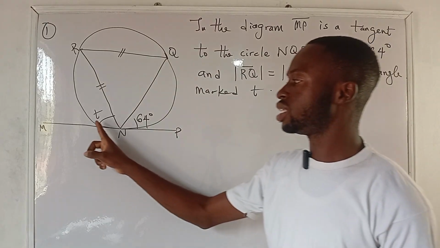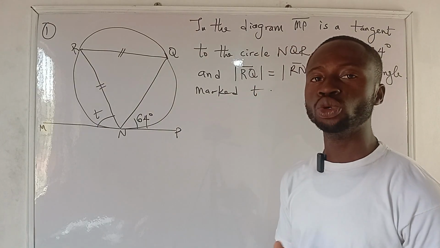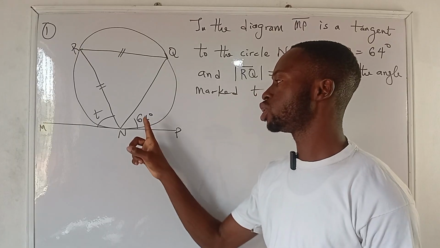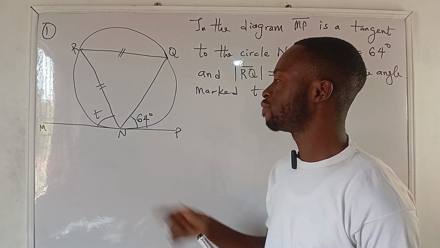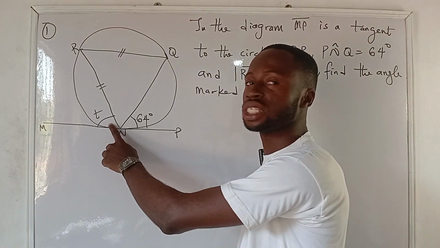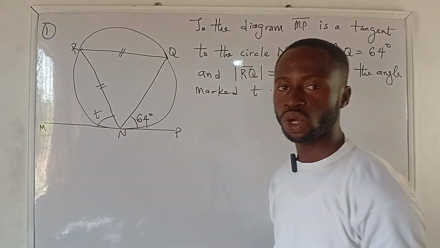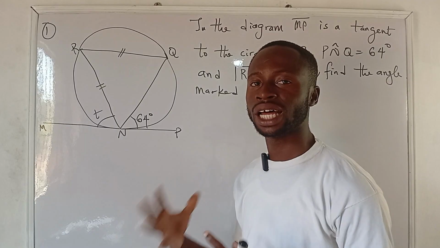Now, if you look at angle T, which is here, what we can do is look for similar angles, because the only angle that we are given here is angle 64 degrees, and we have to look for how this angle T can be found using this angle 64 degrees. So we have to look for angles that are similar to T.